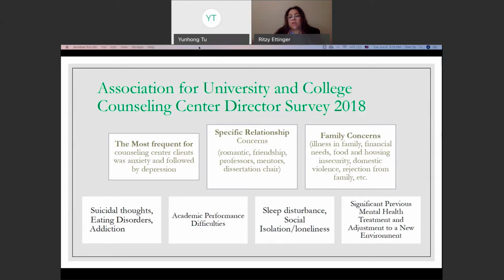And also significant previous mental health treatments. Maybe they came in already knowing they had a mental health condition and they want help in managing that, or they want help in referring, or they want help in making sure that they're aware of what supports are in place for them. So those are the big things. There are others, I'm sure, but that is what this survey stated, and I think they're pretty consistent today. Next slide.